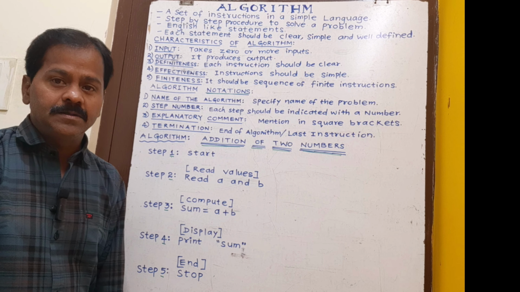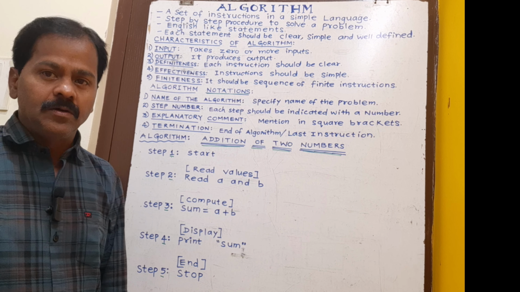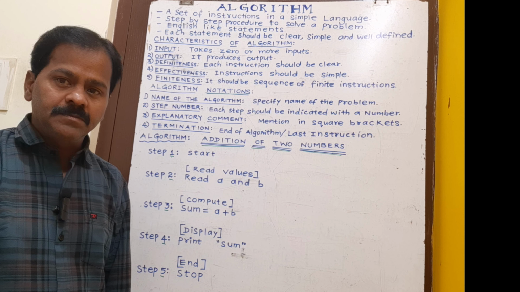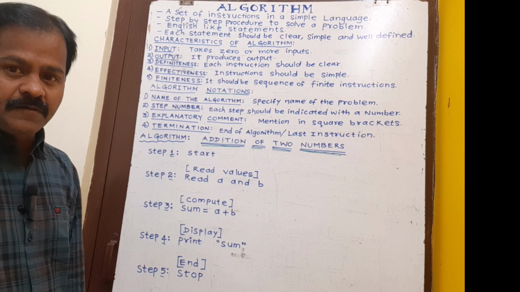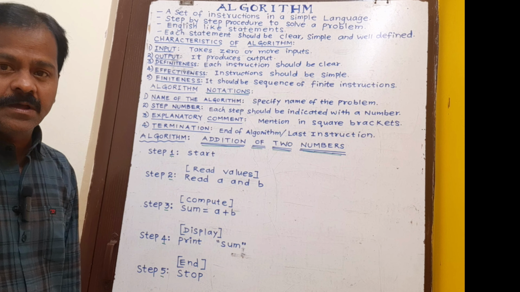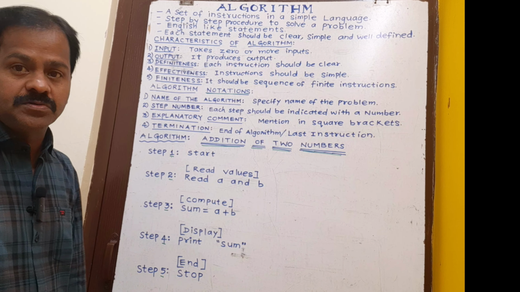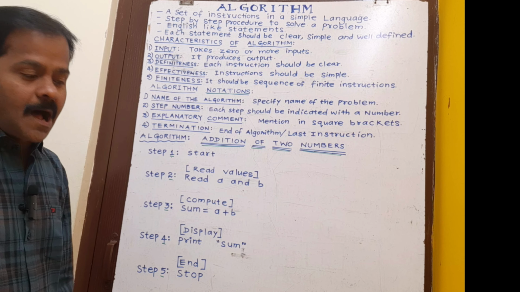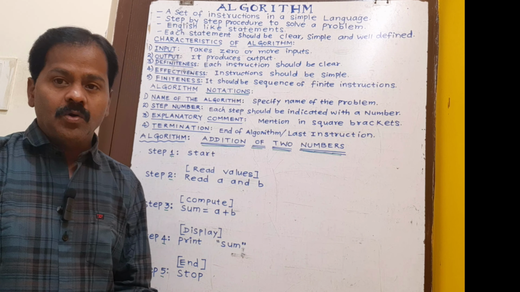This is the algorithm. Before we write any program, first we have to write the algorithm. After the algorithm, we write the flowchart. A flowchart is a pictorial representation. After the flowchart, we write pseudocode. Based on the algorithm, we develop the pseudocode. Pseudocode is the logic of the program. After that, we develop the program. We write the program or code.